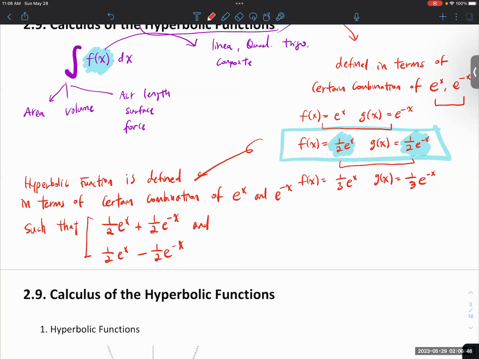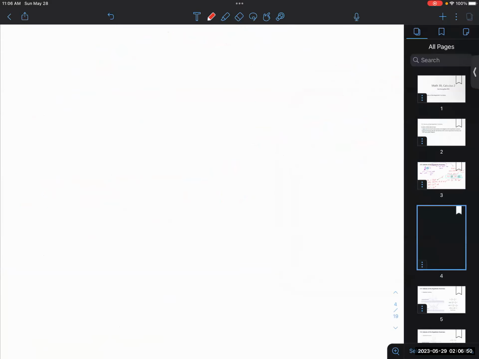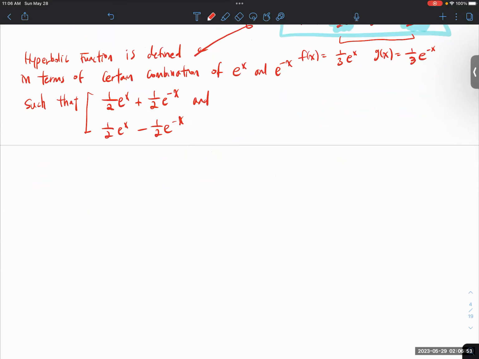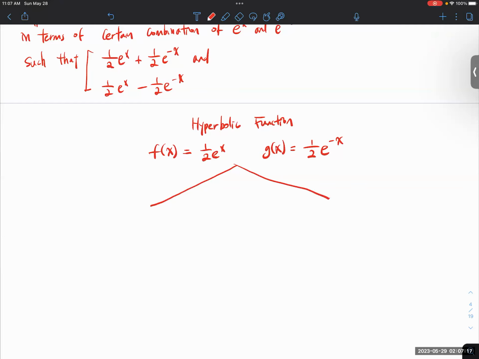Okay, so let me write down a couple more pieces of information. Again, for the hyperbolic functions, you are going to combine 1 over 2 e to the x, which is one of the functions, and another function, 1 over 2 e to the negative x. You can add them, so the summation f of x plus g of x.